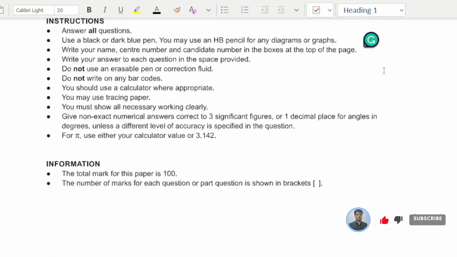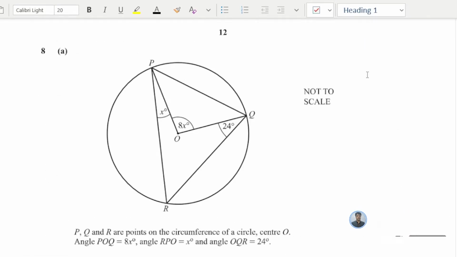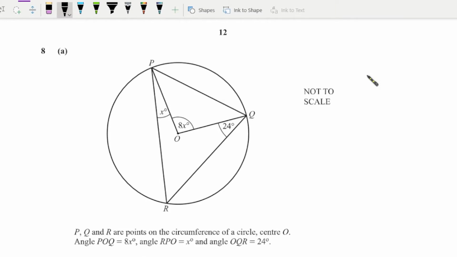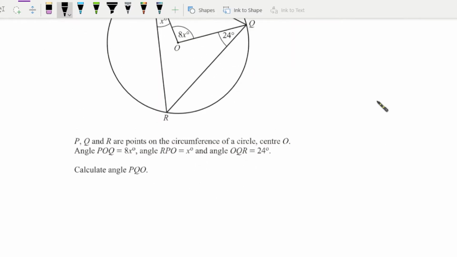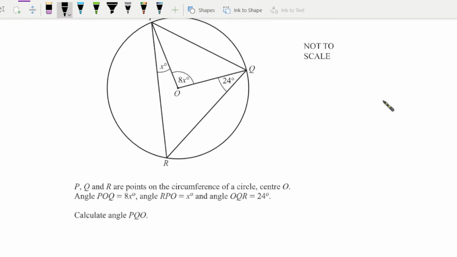Okay, question number 8, 2021 variant 1 paper 2. Question number 8 part A, and our diagram has been given here. The question is: P, Q, R are points on the circumference of a circle, center O. Angle POQ is 8x degrees and angle RPO is x degrees. Angle OQR is 24 degrees. Calculate PQO. PQO, we have to calculate this one.